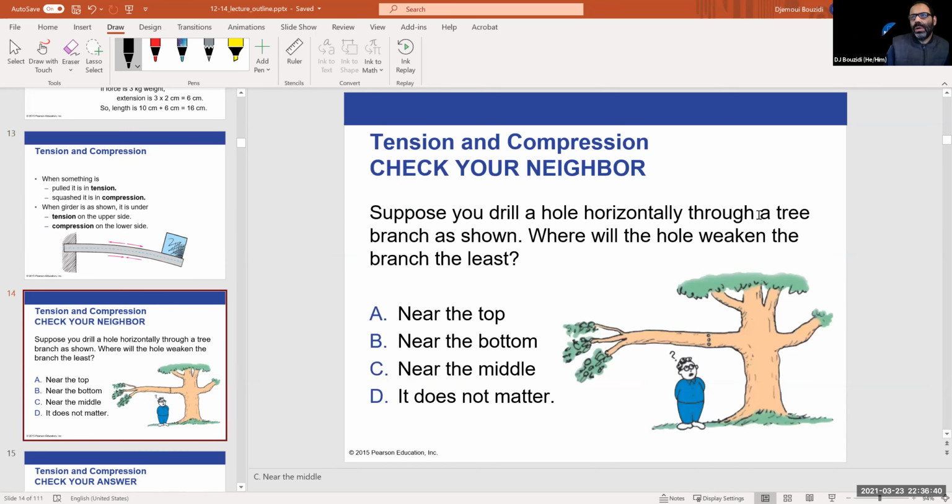Suppose you drill a hole horizontally through a tree branch as shown. Where will the hole weaken the branch the least? Okay.